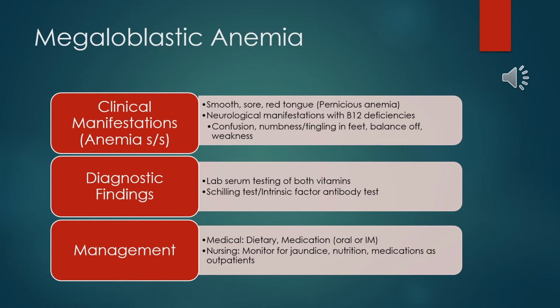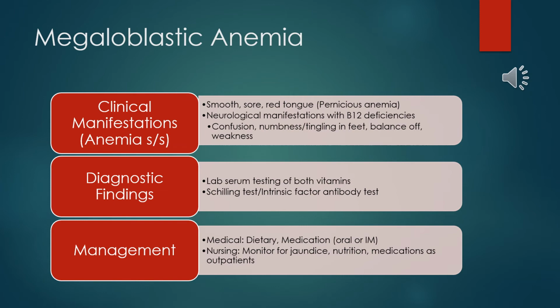When looking at the clinical manifestations of both folic acid and vitamin B12 deficiency, they're very similar. They both present with what we would expect to see with someone who is anemic. The biggest difference in someone with a vitamin B12 deficiency is that they may present with neurological complications such as confusion, numbness and tingling in their extremities, weakness, gait disturbance.